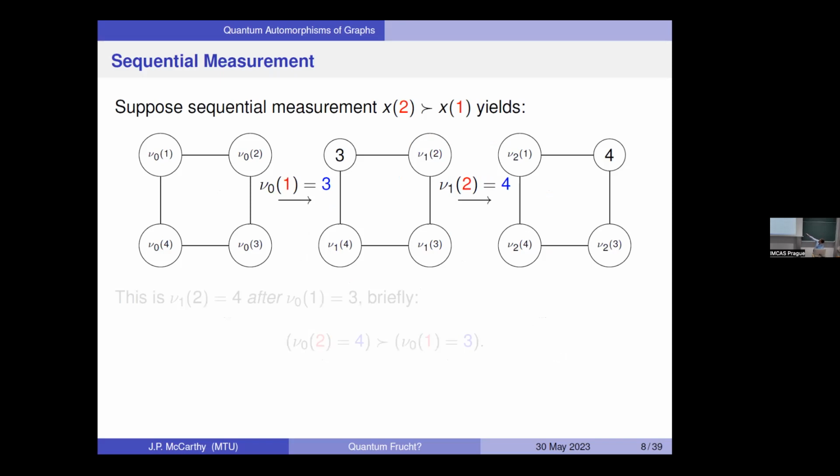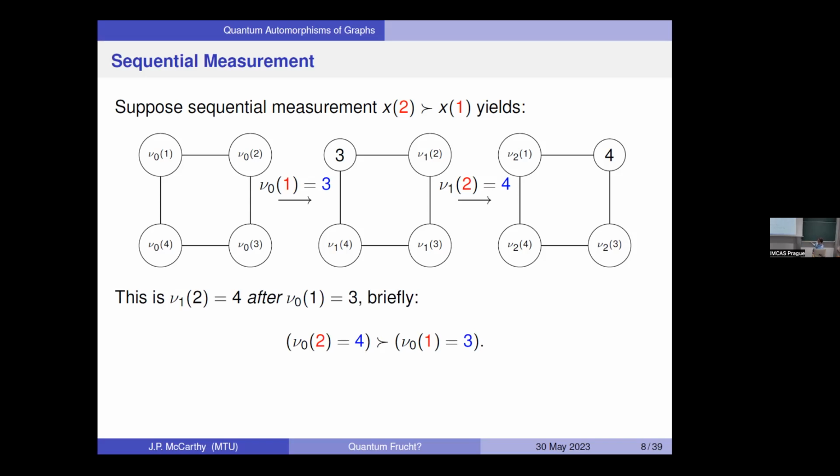Now you'll notice I put this back at nu2 of 1. But of course, once you look at the first card of the deck and it's the ace of spades, classically it'll remain the ace of spades forever. So rather than writing, oh, nu1 of 2 is equal to 4 after nu0 of 1 is equal to 3, we'll write it slightly more briefly like this. The after here means that there had to be a wave function collapse according to this measurement here. So we put a nu0 here, even though it's actually nu1.